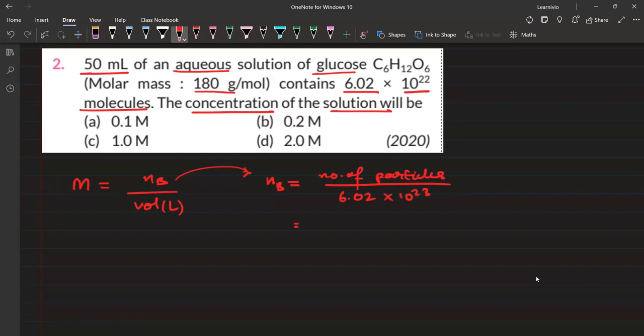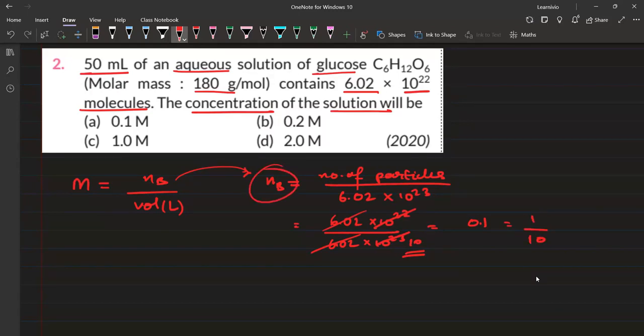Now, in this case, what is the number of particles? Number of molecules inside the solution is 6.02 into 10 to the power 22 divided by 6.02 into 10 to the power 23. This will be equal to 0.1. Makes sense? 6.02 and 6.02 will be cancelled, 22 and 22 cancelled, and there will be 10 remaining in the denominator. So 1 upon 10 is equal to 0.1. This is the number of moles.